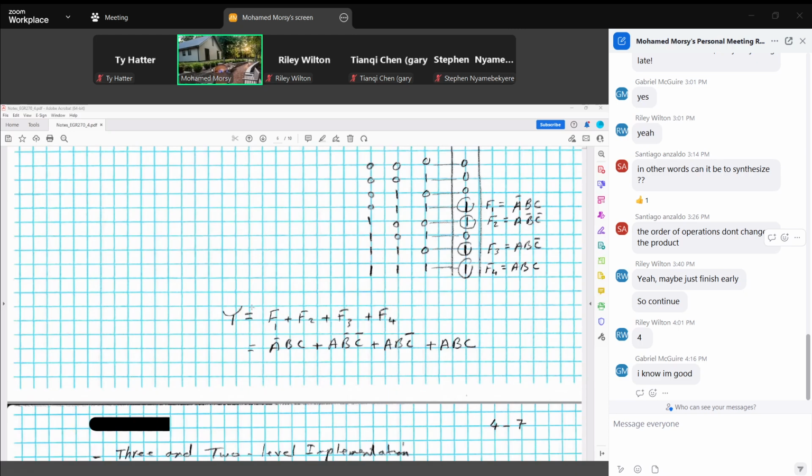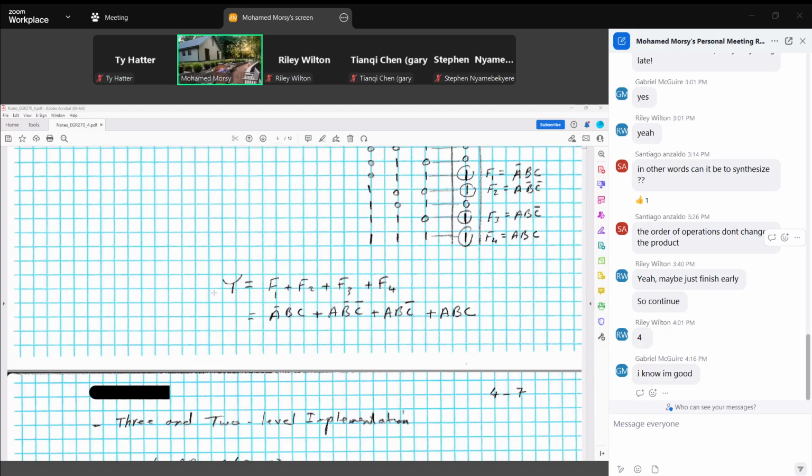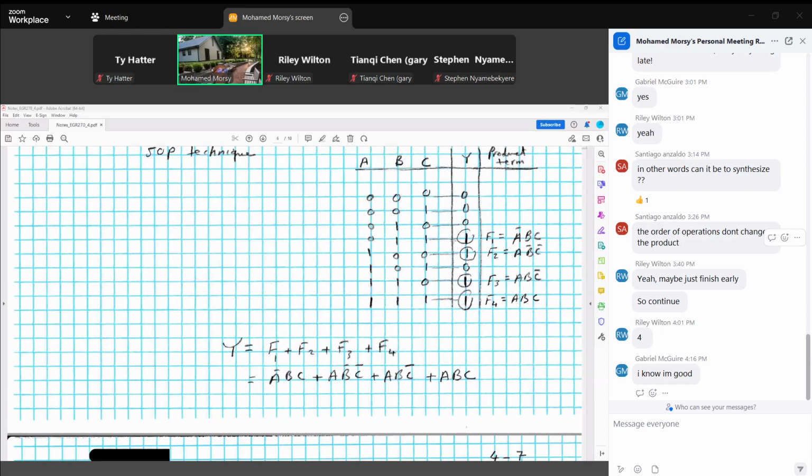Now Y is the sum of F1 plus F2. Remember, we use the sum of products technique. So we add F1 plus F2 plus F3 plus F4, which is this expression here. Now this is the Boolean function we got based on the truth table we are given here.